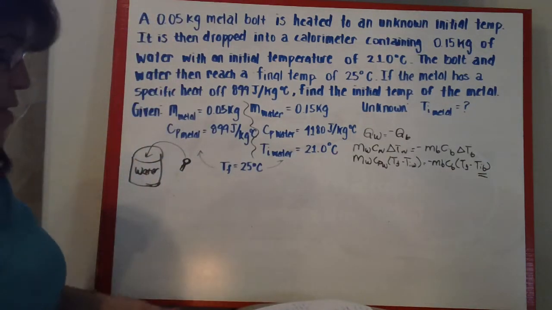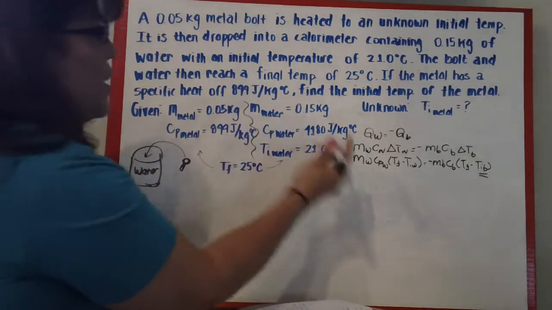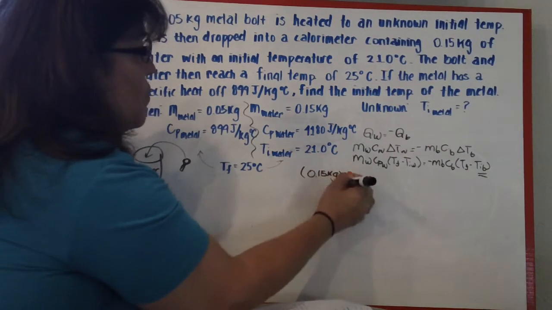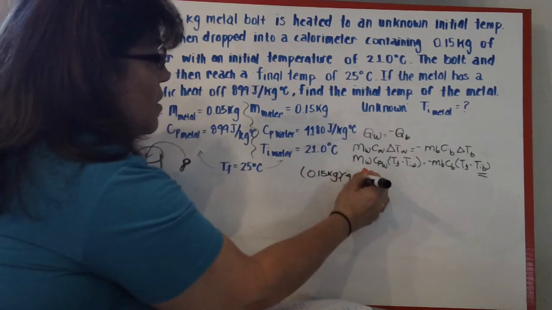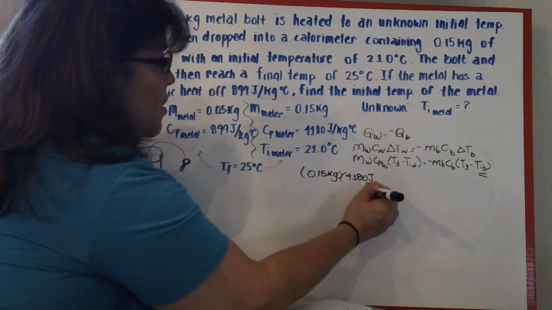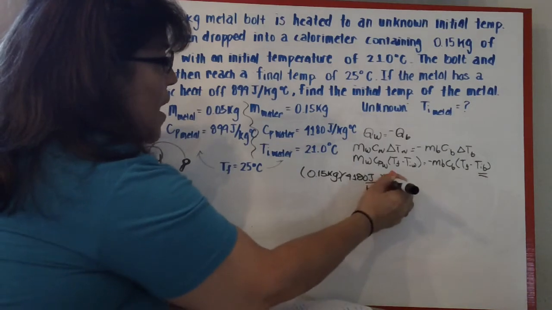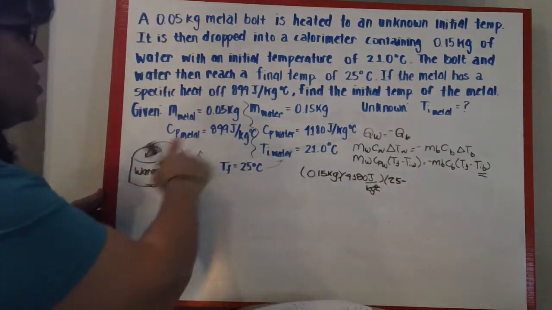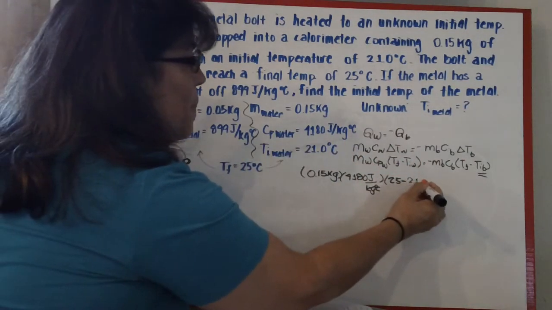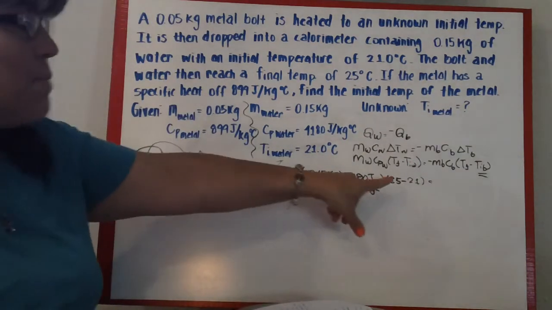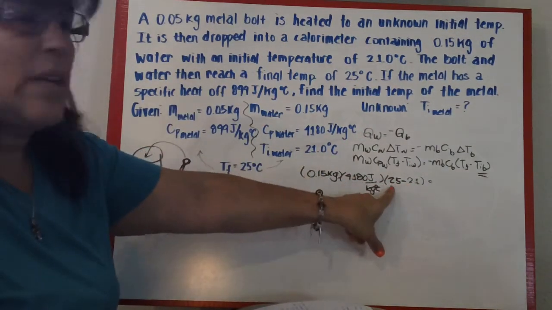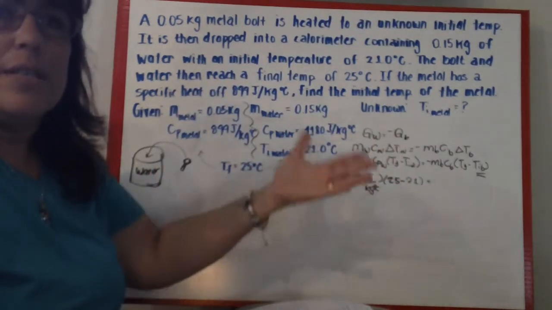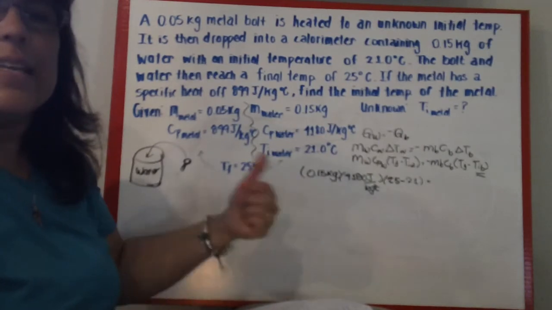So if we plug in everything that we know, the mass of the water right here is 0.15 kilograms. We know the CP of the water, 4180 joules per kilogram degrees Celsius. And we know the final temperature of the water is 25. We know the initial temperature of the water is 21. So what happened to the water? The temperature went from 21 degrees to 25, so the temperature of the water went up, which means heat is being added into the water.